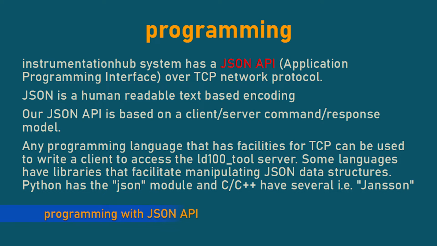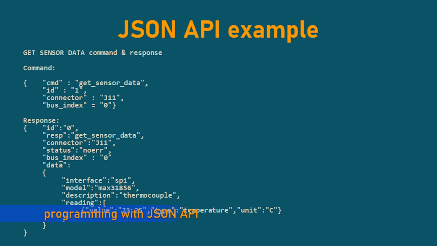The Instrumentation Hub system has a JSON application programming interface over TCP network protocol. JSON is a human-readable text-based encoding similar to XML. Our JSON API is based on a client-server command-response model. Any programming language that has facilities for TCP can be used to write a client to access the LD100 tool server. Some languages have libraries that facilitate manipulating JSON data structures. Python has the JSON module, and C and C++ have several, for example, JSON.